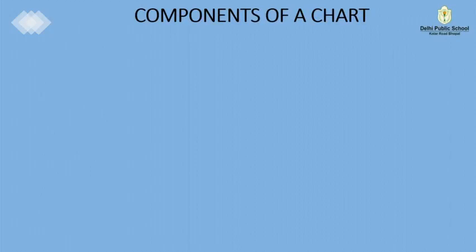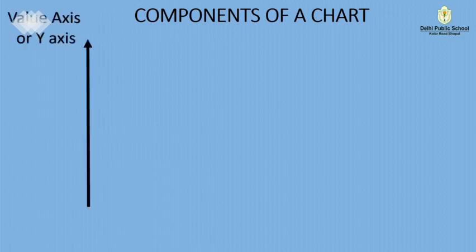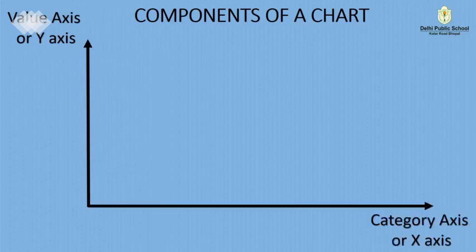Before we learn how to create a chart in Excel, let's understand the different components of a chart. The y-axis or the value axis is the vertical axis used to plot the values. You have also done this in maths. You create x-axis and y-axis when you draw graphs, right? So here in Excel, the y-axis is called the value axis, which is the vertical axis, whereas the x-axis is known as the category axis, which is the horizontal axis.